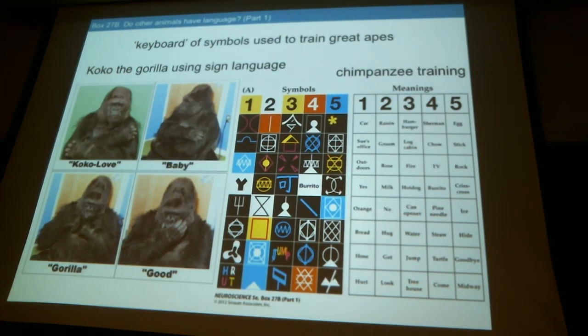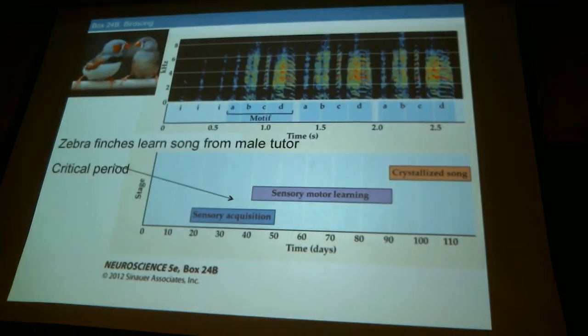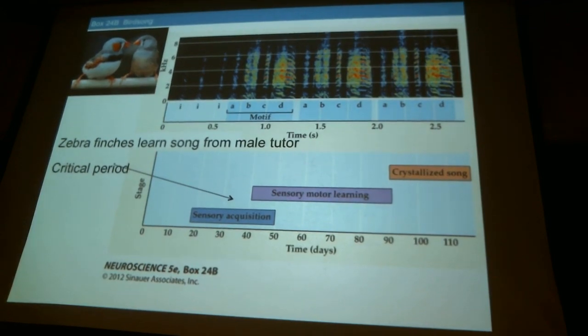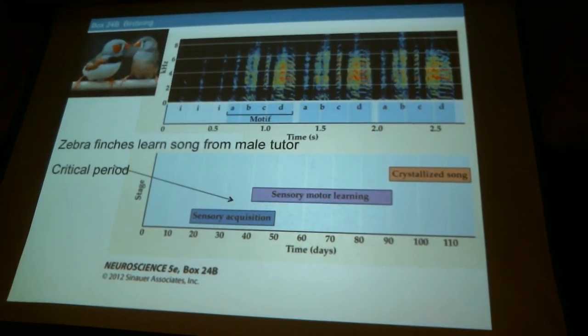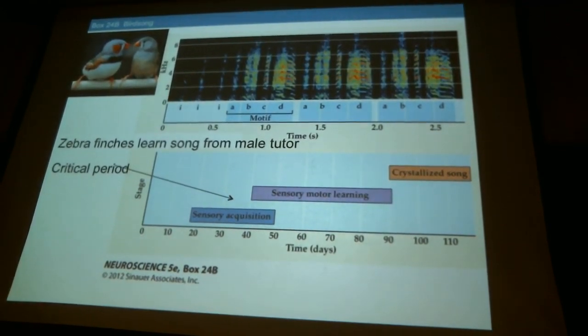Okay, and then finally, sort of our last little favorite model for language is in the songbirds. Unlike a lot of other birds that use simple calls, songbirds use complex song structures in order to communicate. They have to learn it, and so they're an example of vocal learning, which is thought to be an animal correlate of human vocal learning.